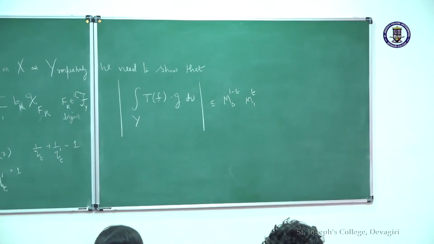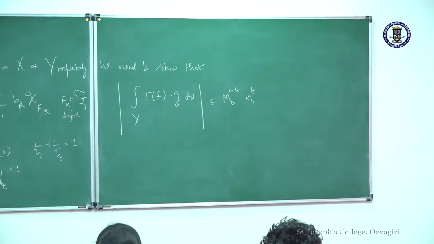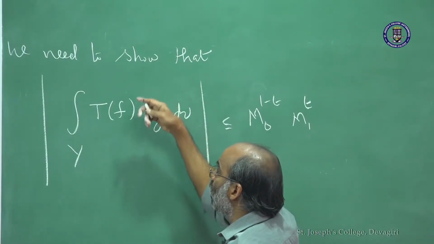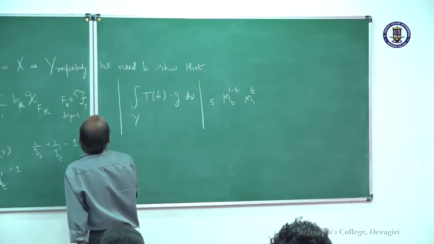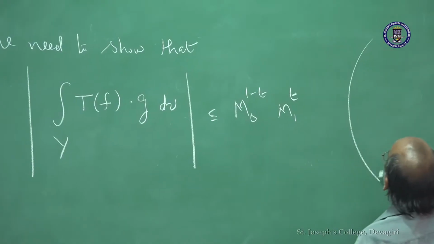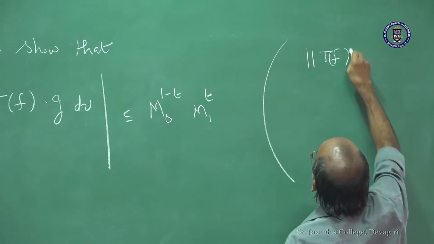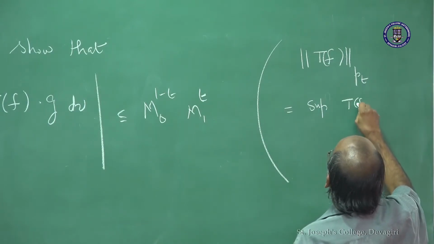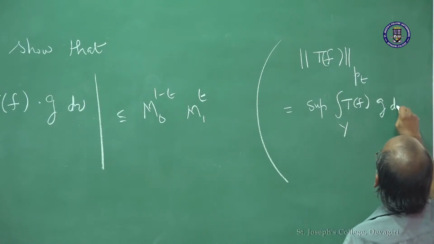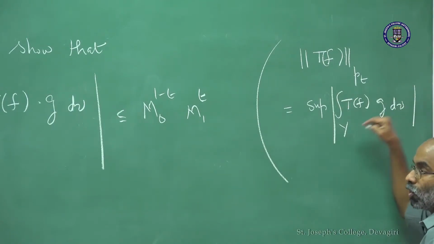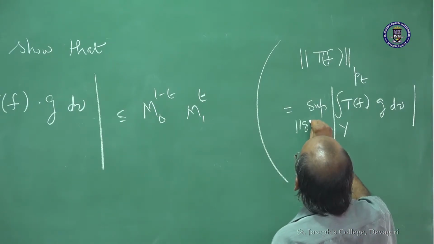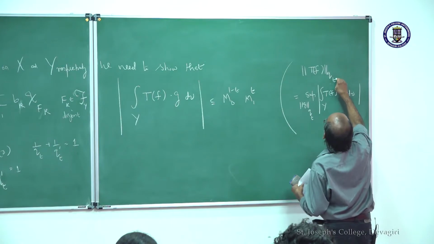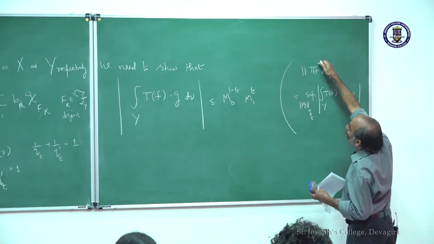I want to estimate the norm of Tf, right? The norm of Tf is given by integration against g, taking the supremum over g, where g runs over this unit ball. So this is because the LQt norm of Tf is equal to the supremum of Tf integrated against g, over all g whose Qt prime norm is less than or equal to 1. So I want to look at the LQt norm of Tf, and then say that it is less than or equal to the LPt norm of f.